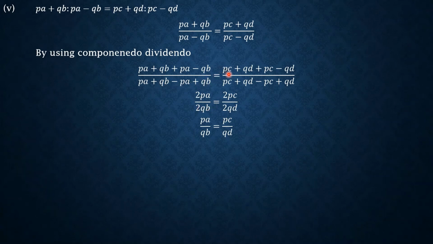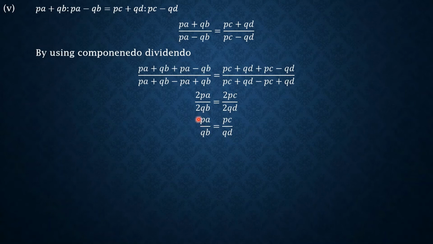This equal to PC plus PC equals 2PC, and QD minus QD will be cancelled by each other, and in denominator we have PC minus PC will be cancelled by each other, and QD plus QD equal to 2QD. Now as 2 is cancelled on the right and left side, we have PA over QB equal to PC over QD.